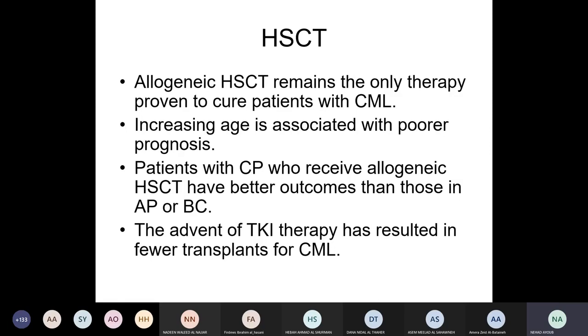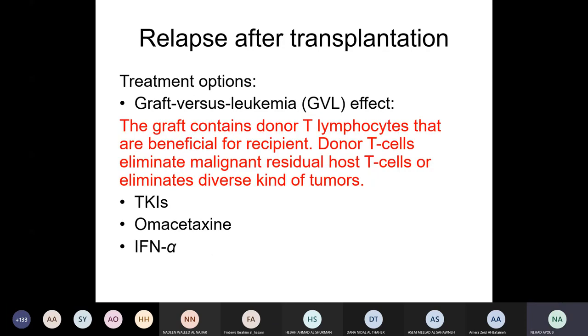But it's not common or routine now, because tyrosine kinase inhibitors have been introduced and we have many on the market. Therefore, we can achieve a good level of control and high response without the need to do hematopoietic stem cell transplant. Some patients who do the transplantation might relapse. Relapse after transplantation is generally a bad sign. It's not a good signal.